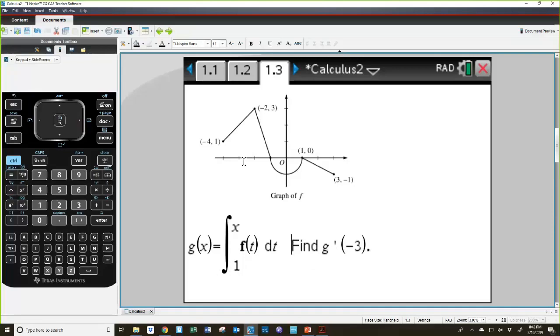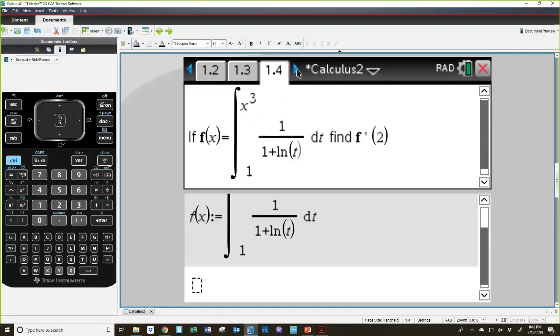And then the interesting part here is the students have to realize what the slope of this segment is, that we have a horizontal distance of 2 and a vertical distance of 2. And so that point, g prime of negative 3 would be f of negative 3, which would be positive 2. So this is sort of an interesting way to incorporate graphs. There's no calculator needed for that. I just have it up on the calculator screen.